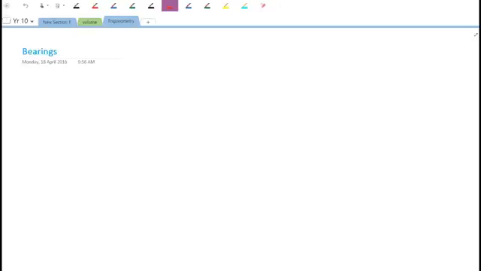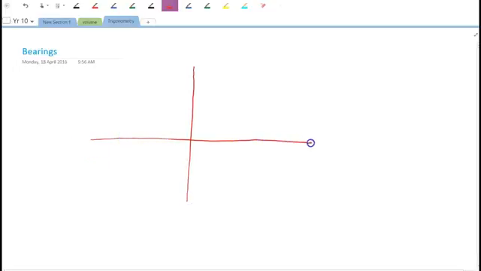Right, we're going to talk now about bearings and their relationship to trigonometry. When we talk about bearings, we're talking about direction: north, south, east, west. North and south, comfortable with that? North up, south down, west off here, and east this way.